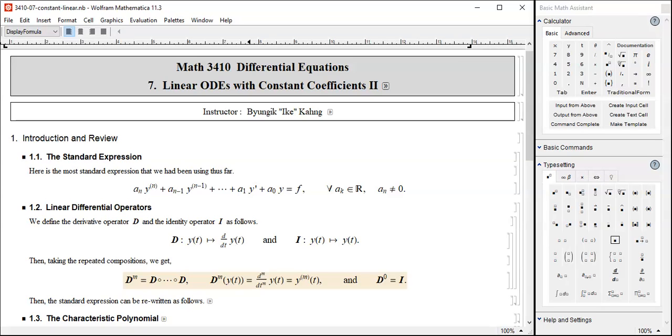And finally, we define D to the 0 power as I. So we are taking the derivative, but 0 times. So we did not take any derivatives, so nothing changed. So that's just the same as the identity.